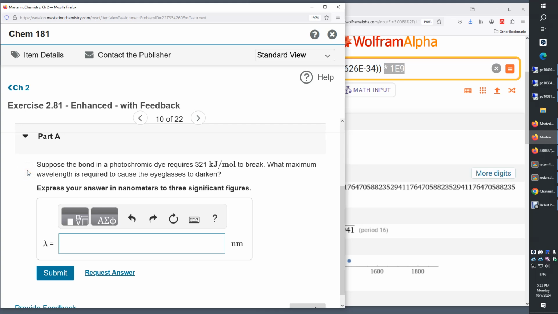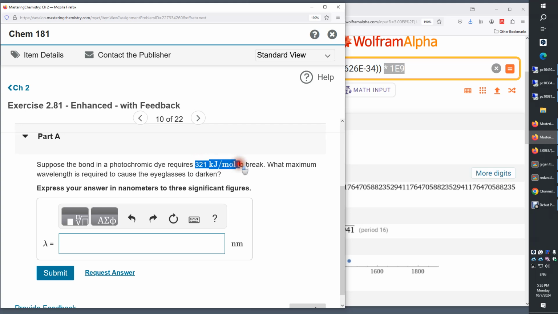Chapter 2, Exercise 2.81, Part A. Suppose the bond in a photochromic dye requires 321 kJ per mole to break. What maximum wavelength is required to cause the eyeglasses to darken?